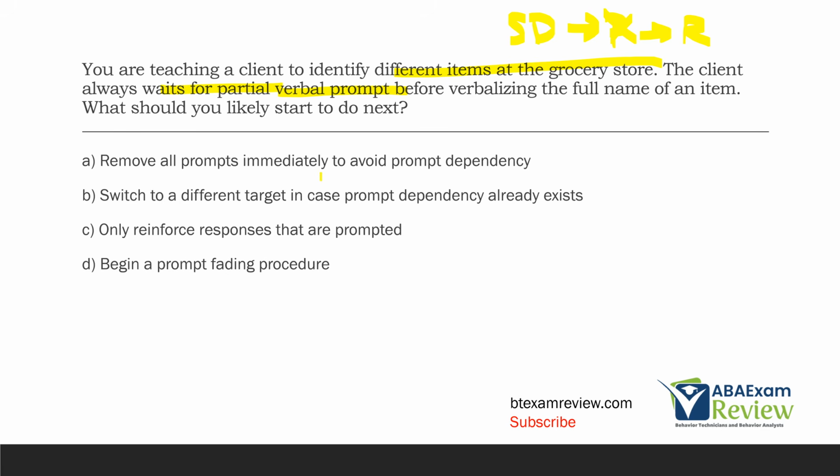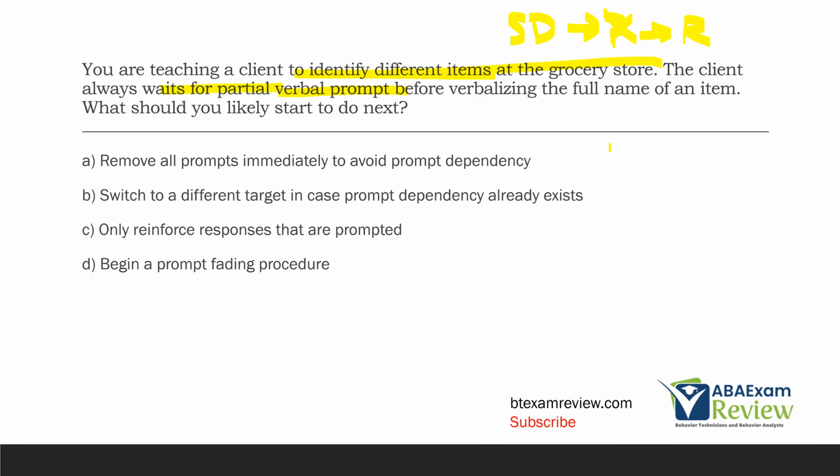A, remove all prompts immediately to avoid prompt dependency. You can't just fade all prompts immediately, the client may stop responding altogether. We've got to do things systematically. We don't react or overreact, I should say, by just changing it all entirely. B, switch to a different target in case prompt dependency already exists. Again, that's not going to help our current target, which is identifying different items at the grocery store. If prompt dependency already exists, we need to address that before moving on to something else.